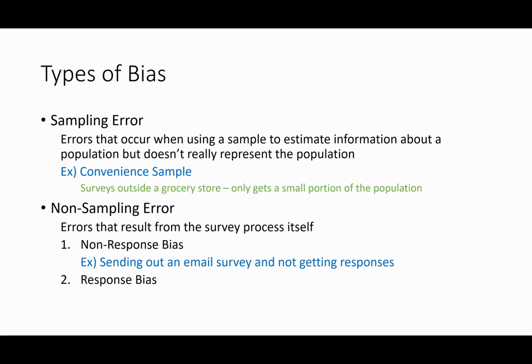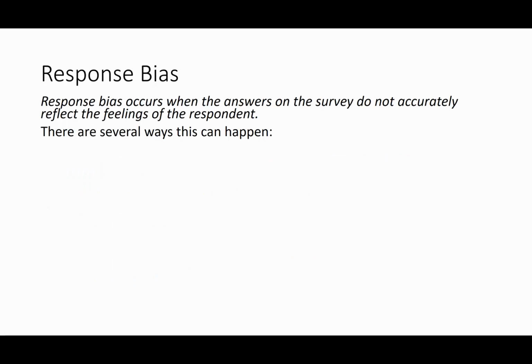The other type of non-sampling error is an actual response bias. Now, there's many ways to have a response bias. A response bias occurs when the answers on the survey do not accurately reflect the feelings of the respondent. And here are some ways this can happen. First is an interviewer error, meaning that the person interviewing somehow is skewing the way the data looks. Trained interviewers will help with this.